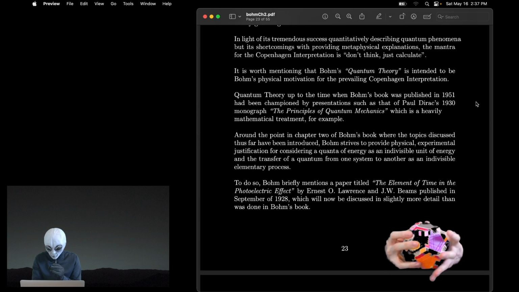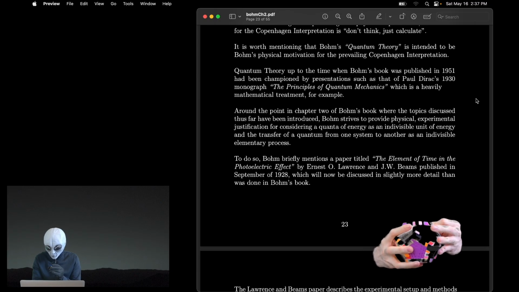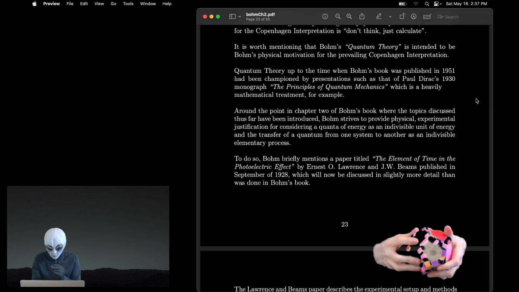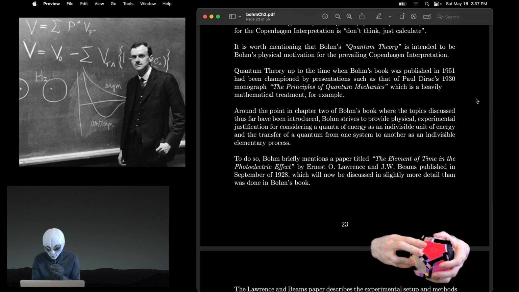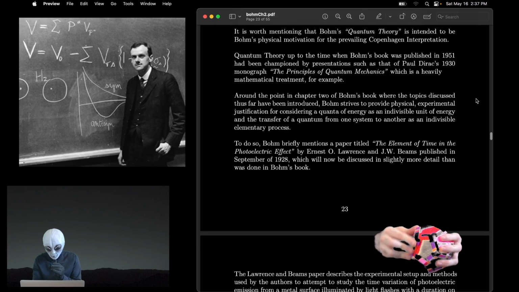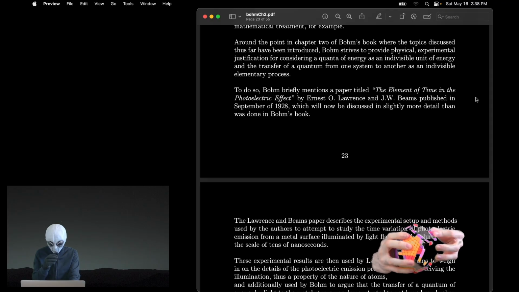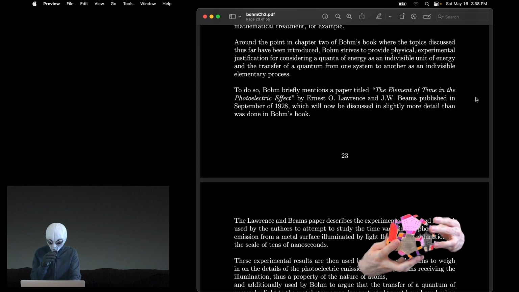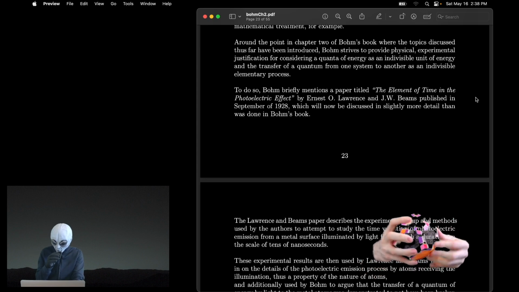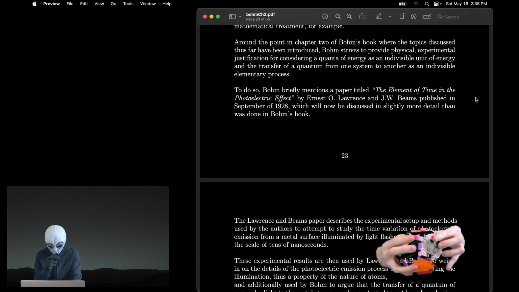It is worth mentioning that Bohm's quantum theory is intended to be Bohm's physical motivation for the prevailing Copenhagen interpretation. Quantum theory, up to the time when Bohm's book was published in 1951, had been championed by presentations such as that of Paul Dirac's 1930 monograph, The Principles of Quantum Mechanics, which is a heavily mathematical treatment, for example. Around the point in Chapter 2 of Bohm's book, where the topics discussed thus far have been introduced, Bohm strives to provide physical experimental justification for considering a quanta of energy as an indivisible unit of energy, and the transfer of quanta from one system to another as an indivisible elementary process.